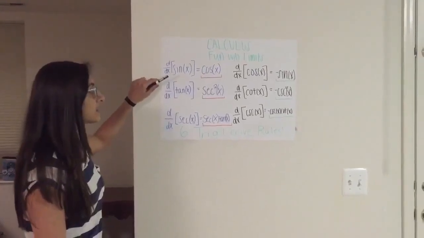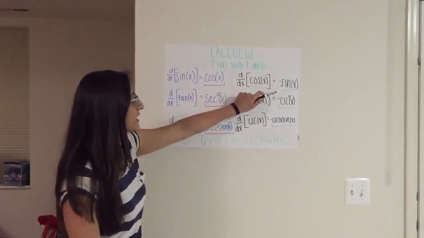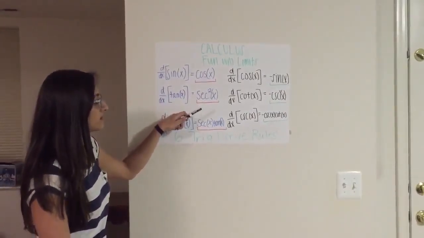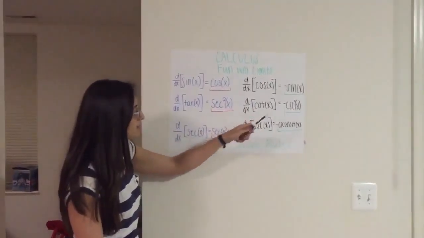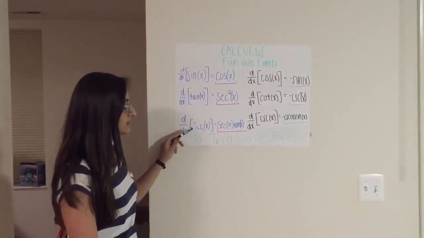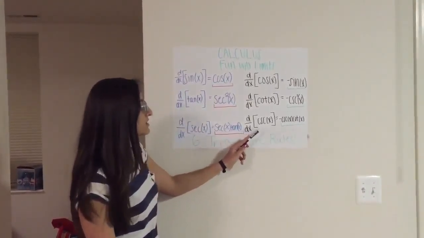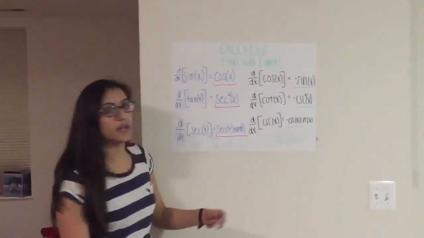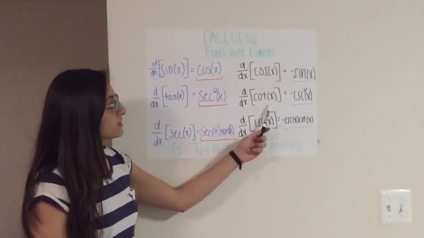The derivative of sine x equals cosine x. The derivative of cosine x equals negative sine x. The derivative of tangent x equals secant squared x. The derivative of cotangent x equals negative cosecant squared x. The derivative of secant x equals secant x times tangent x. And the derivative of cosecant x equals negative cosecant x times cotangent x. Now, a little helpful reminder is that all of the co- functions are going to result in a negative derivative.